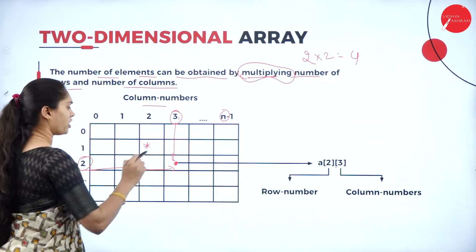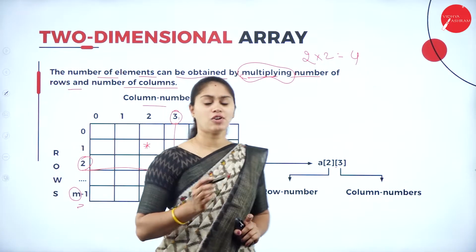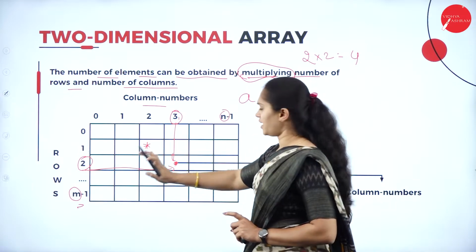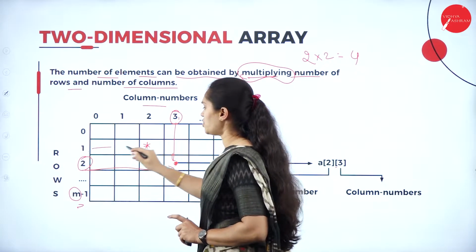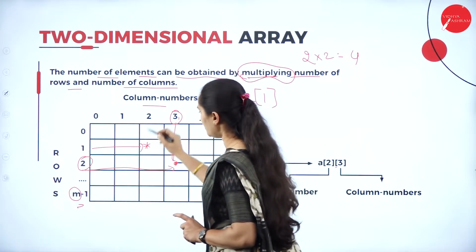What if I wanted to find the location of an element which is located here? What is the index for that, or what is its address? Let me consider the name of the array as A, and here in which row is it placed? In the row called 1, and in which column? That is 2.